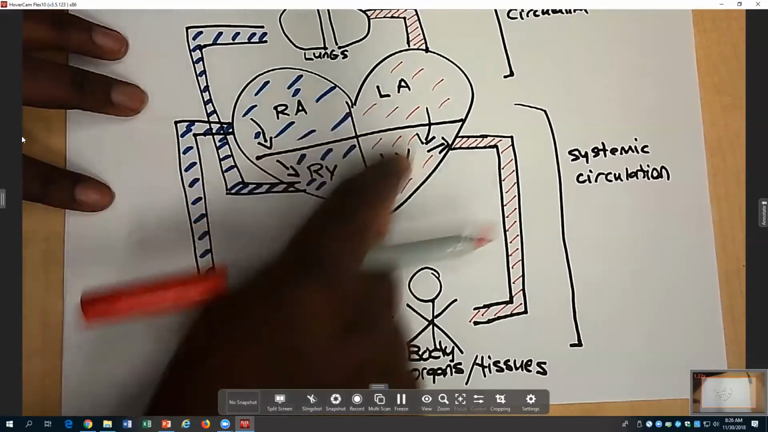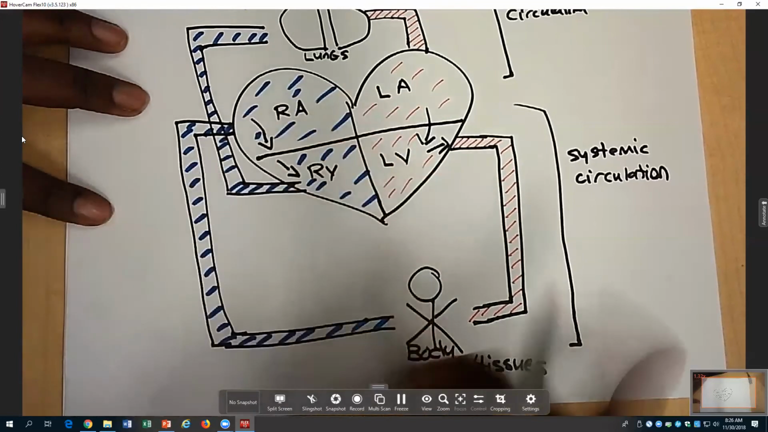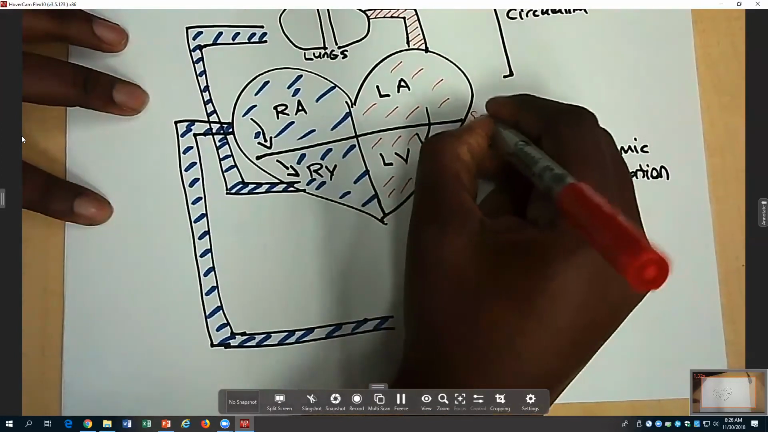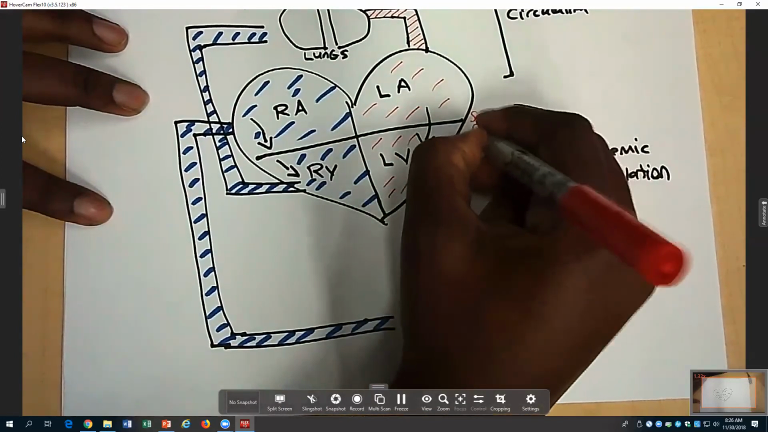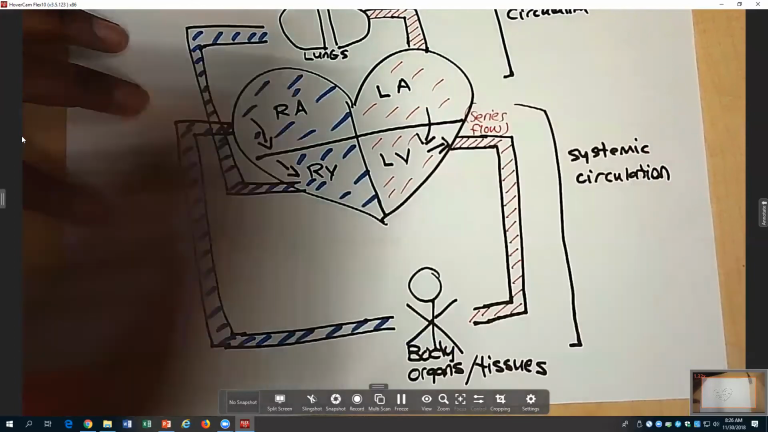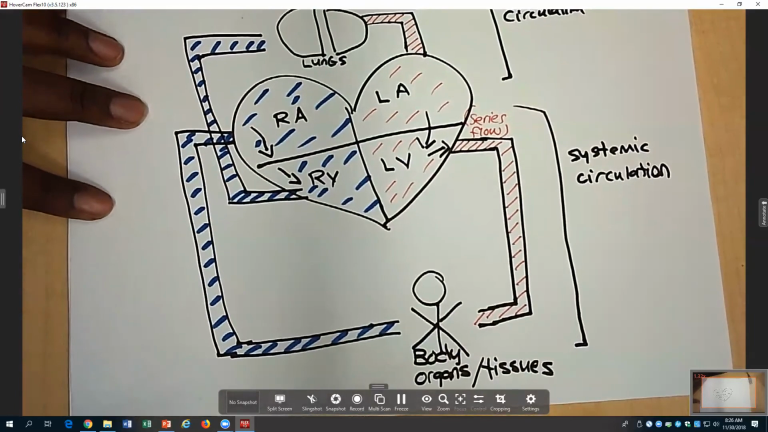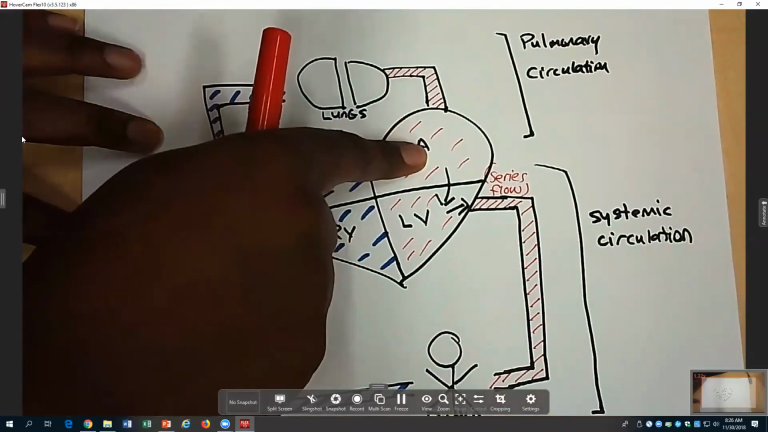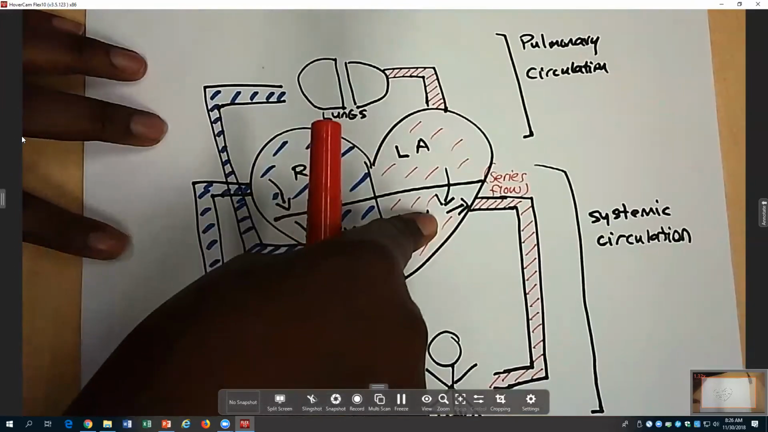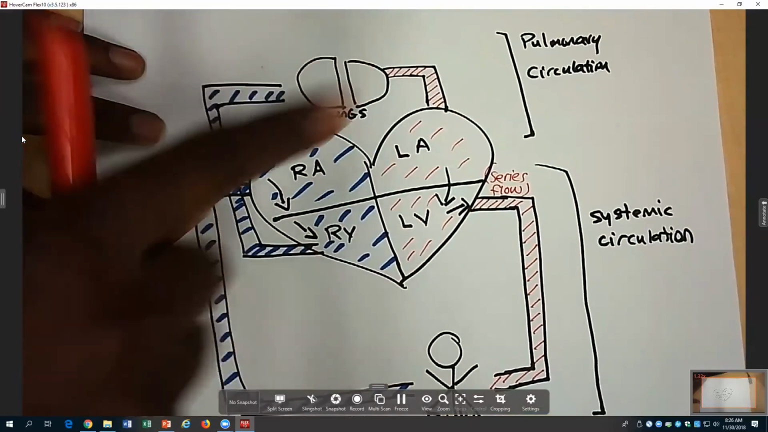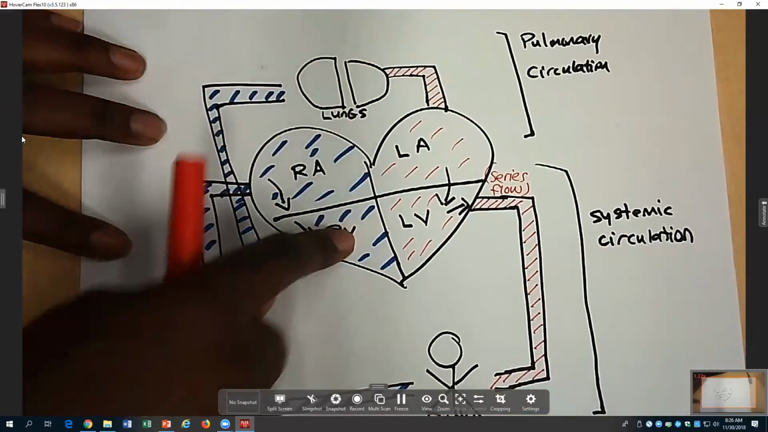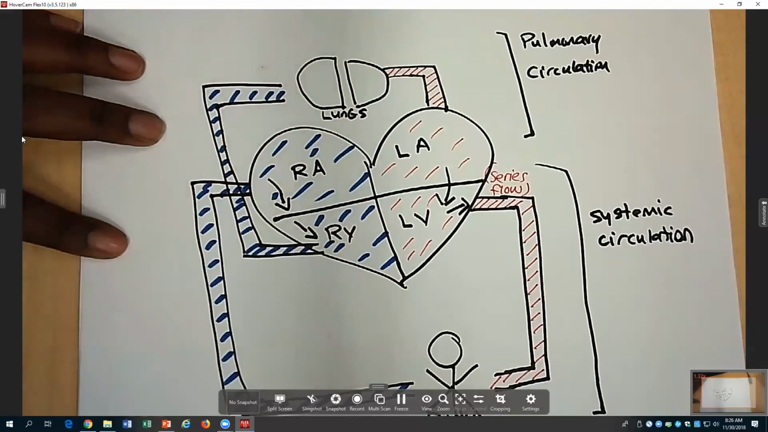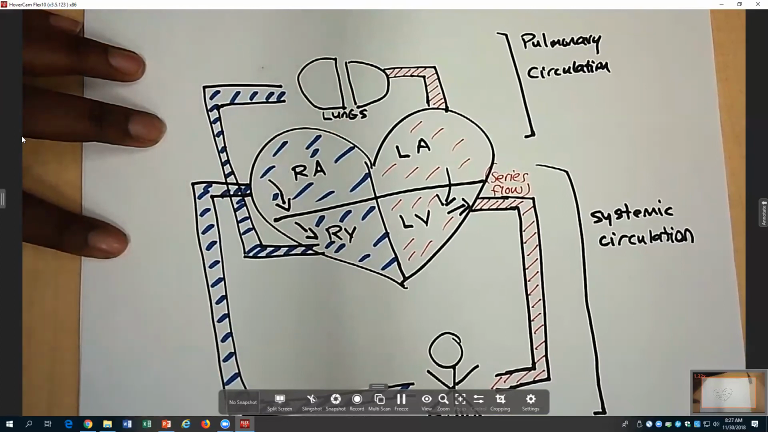When blood goes through the heart, this is called series flow. And all that means is that the blood must go from left atrium to left ventricle, back around to right atrium to right ventricle. It doesn't have a choice. It can't skip any of those steps. It has to happen one after the other in series, right?